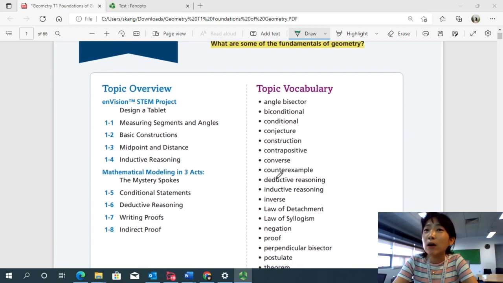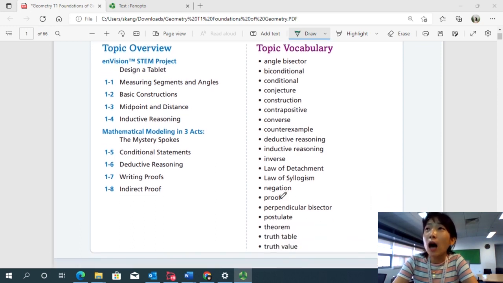Let's look at the topic overview. If you look at topic 1, there are 8 lessons total. We'll start with measuring segments and angles, basic constructions, midpoint and distance, inductive reasoning, conditional statements, deductive reasoning, writing proofs, and end with an indirect proof.